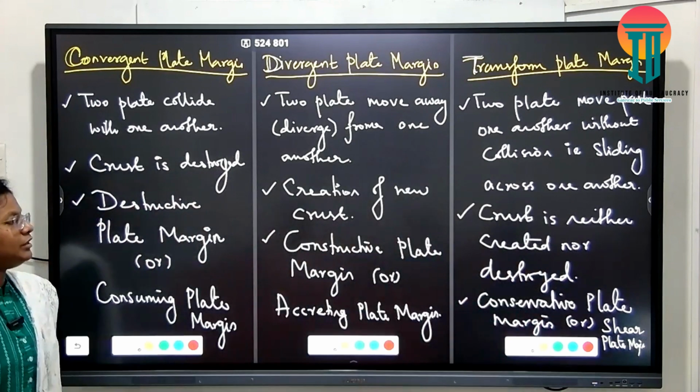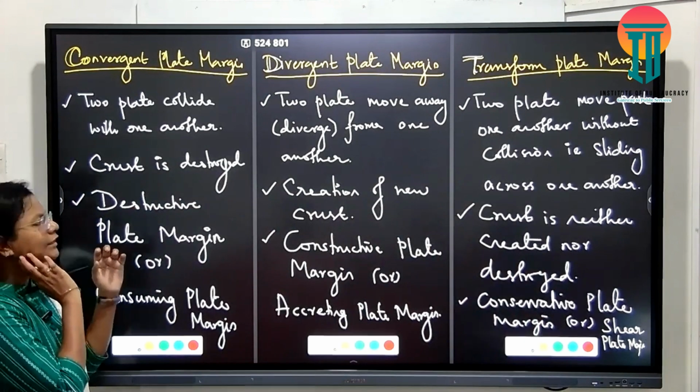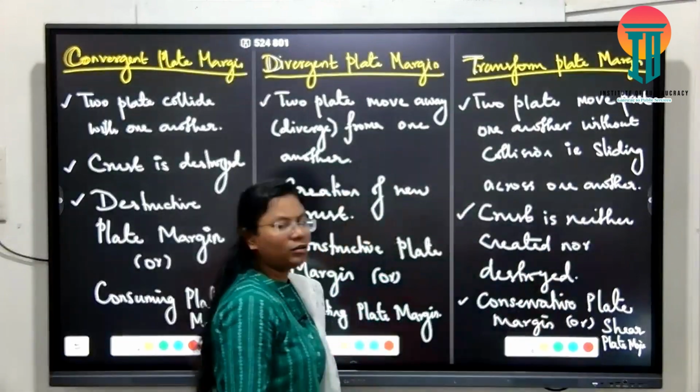So basic definition and their interaction. Very simple. So crust is destroyed, crust is created. Here the crust is conserved. It is neither created nor destroyed.